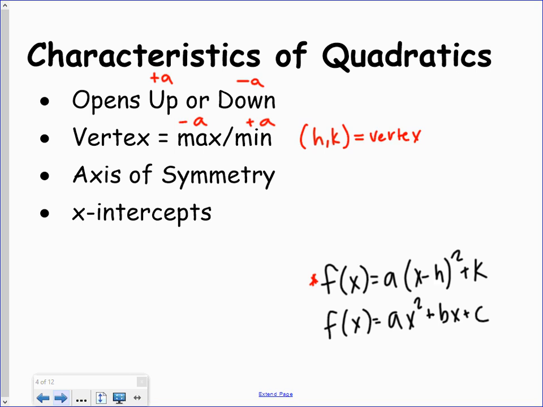Do you remember talking about an axis of symmetry? Can somebody describe to me what the axis of symmetry is or does? Somebody I haven't heard from yet? Laura: The axis of symmetry will pass through the max or the min.